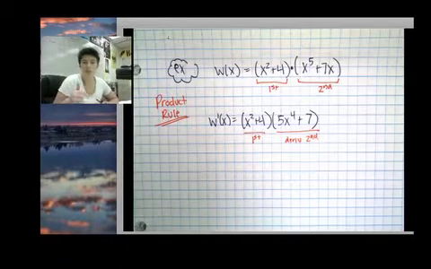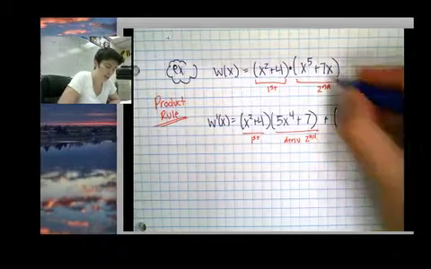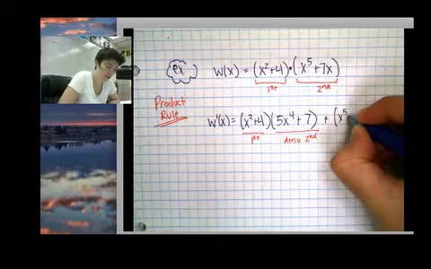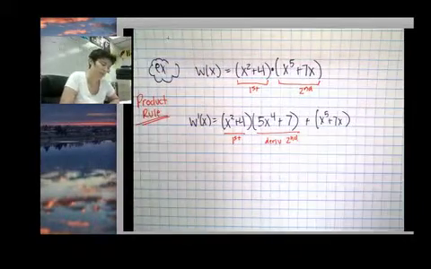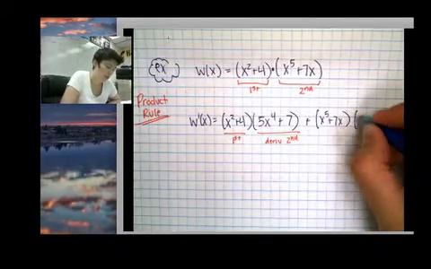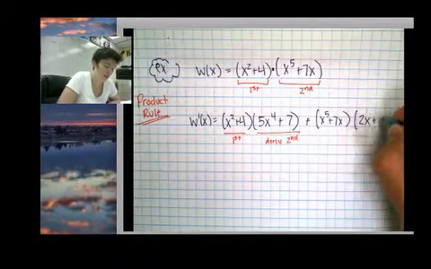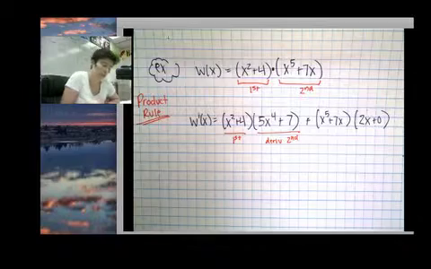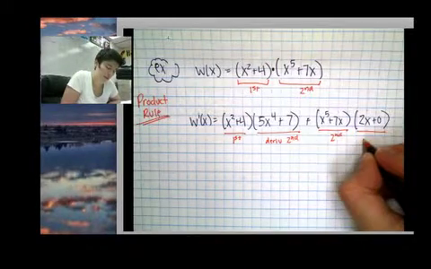Then I got to do plus the second. So plus the second was x to the 5th plus 7x times the derivative of the first, which is now going to be x squared will be 2x plus 4 is plus 0. It's going to go away. So this is my second times the derivative of the first.